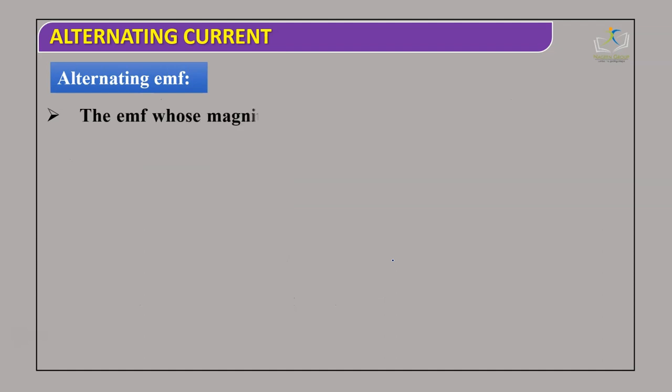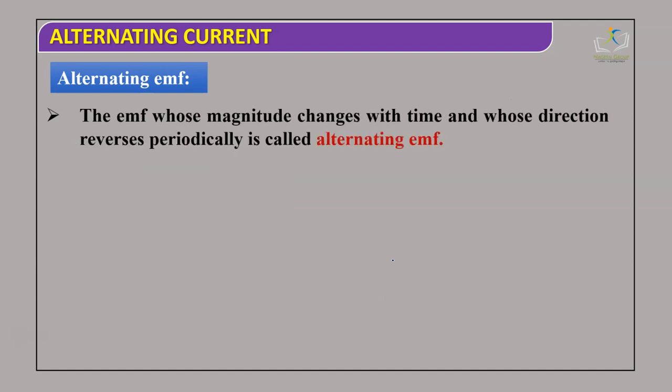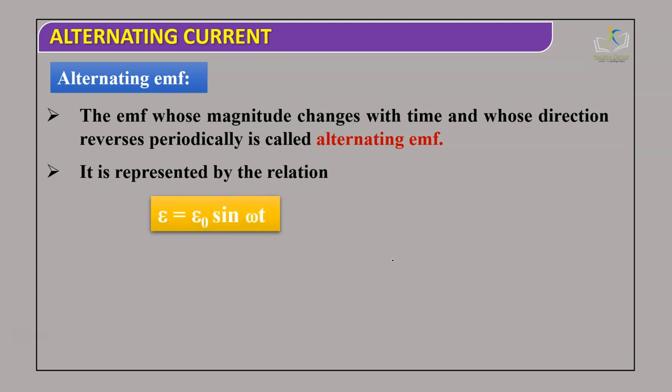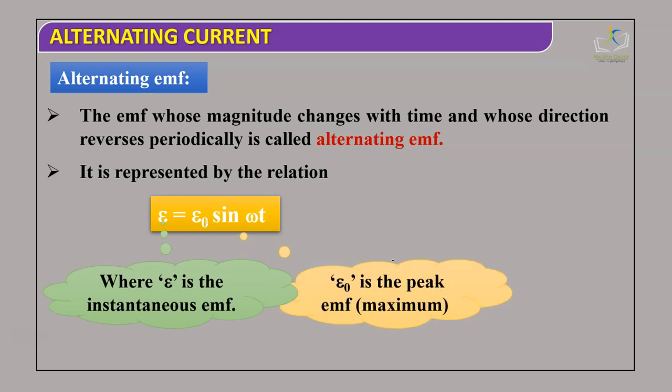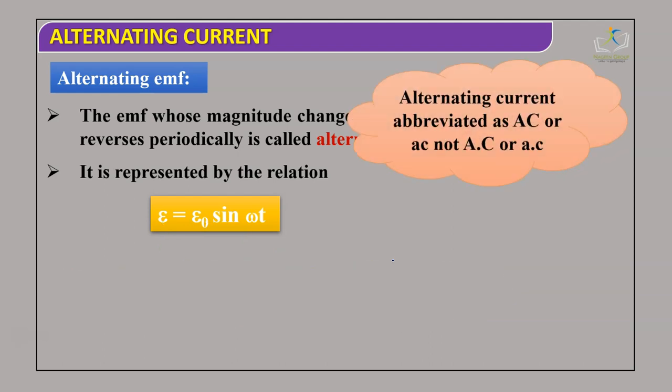Alternating EMF. The EMF whose magnitude changes with respect to time and whose direction reverses periodically is called alternating EMF. It is represented by the relation E = E naught sine omega t, where E is the instantaneous EMF and E naught is the peak or maximum EMF. Alternating current is abbreviated as AC.